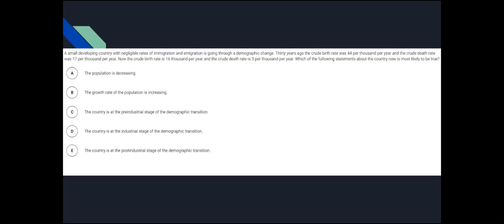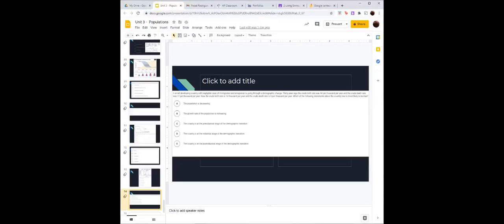So what you'll notice is that the birth rate has gone down from 44 per thousand to 16 per thousand. And the death rate has also gone down from 17 to 5 per thousand. So both of them are going down. And so what you're going to see is that this country is now at the post-industrial stage. Actually, let me double check that.